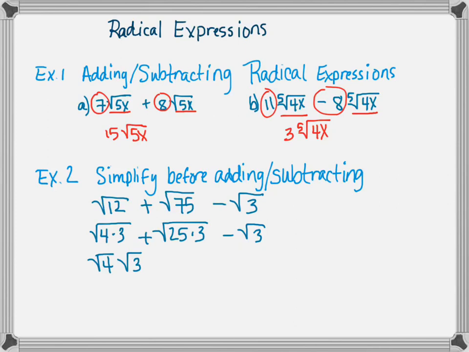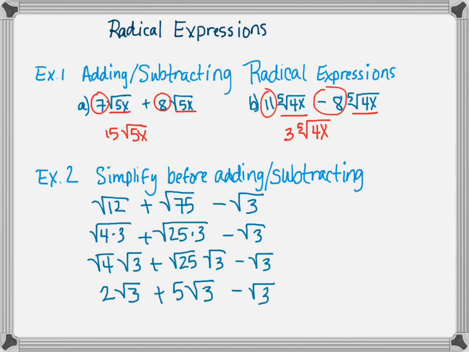We can separate the radicals. So we now have the radical of 4 times the radical of 3 plus the radical of 25 times the radical of 3 minus radical 3. Let's simplify the perfect squares. Square root of 4 is 2, so we have 2 radical 3 plus the square root of 25 is 5, so plus 5 radical 3 minus radical 3. Now our radicals are the same, so let us combine what's in front. We have 2 plus 5 minus 1. So we get 6 radical 3.